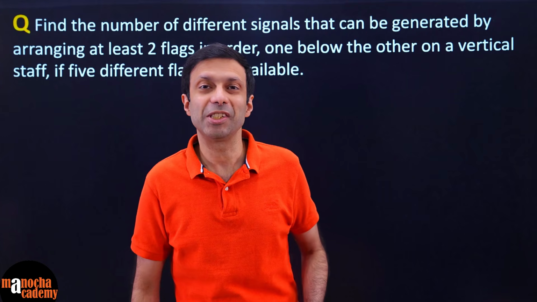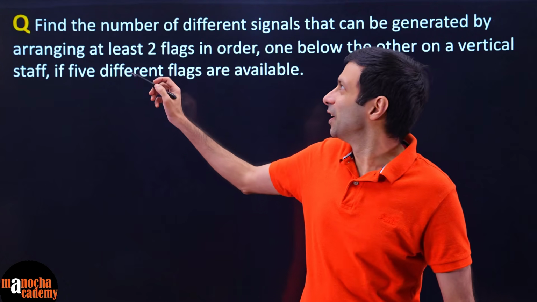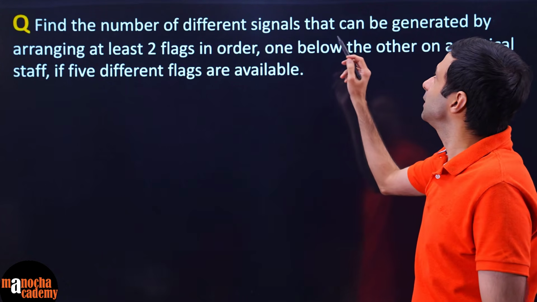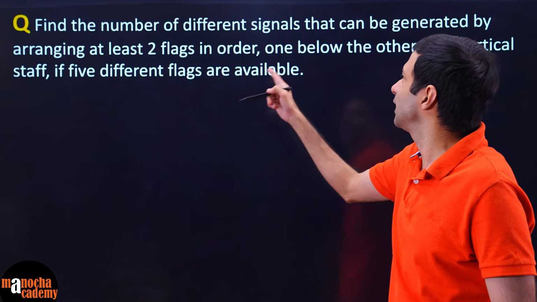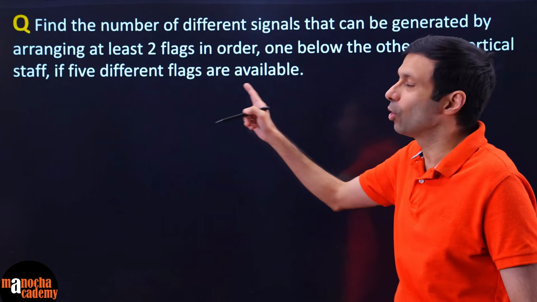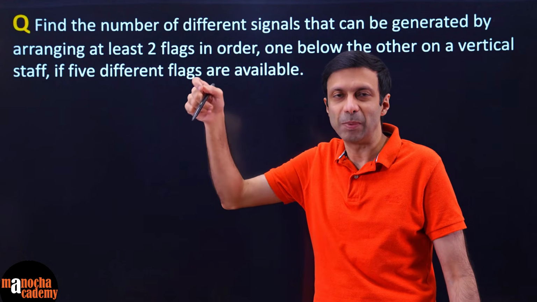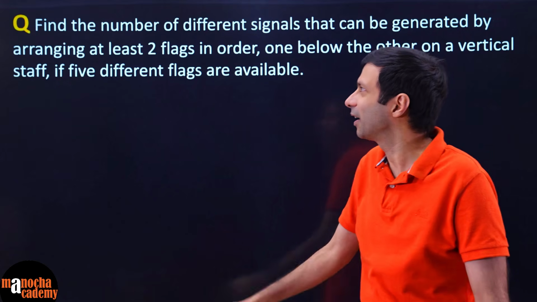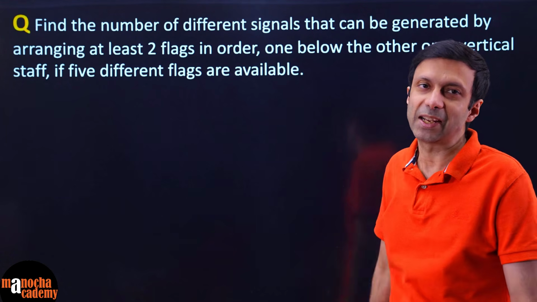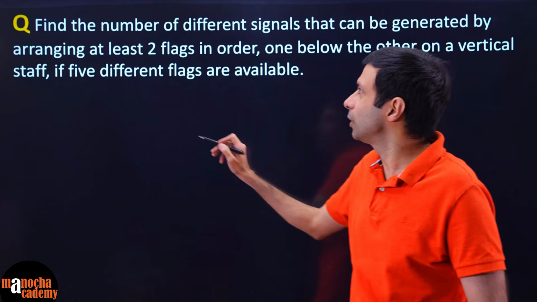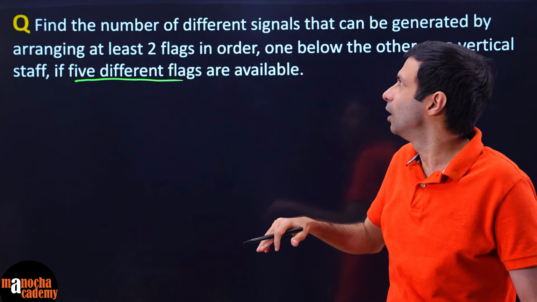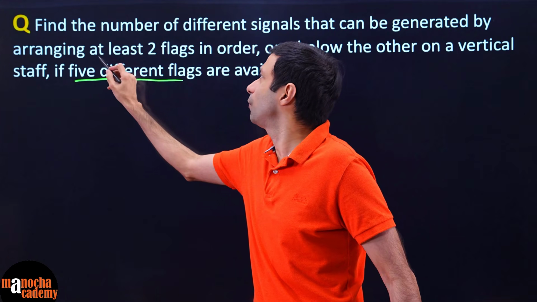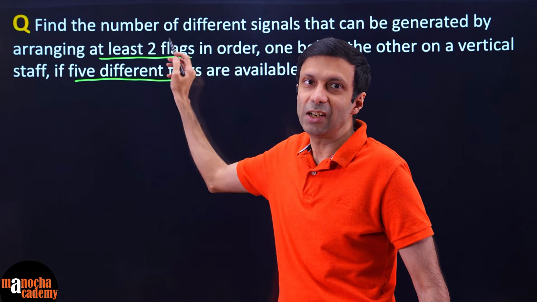Now let's try this interesting question based on flags. So it says find the number of different signals that can be generated by arranging at least 2 flags in order, one below the other, on a vertical staff. Vertical staff means basically your pole on which you put the flag, and if 5 different flags are available. So note the question carefully. It is saying that 5 different flags are available to you, and you need to make arrangements of at least 2 flags. Now read the English carefully.